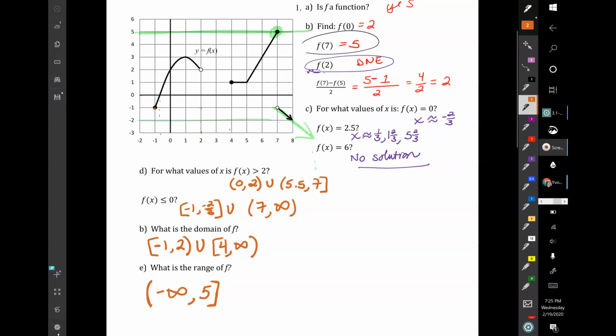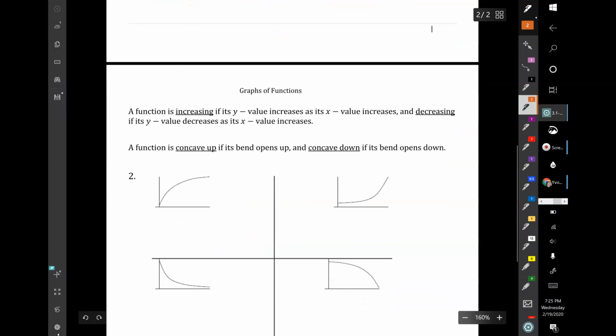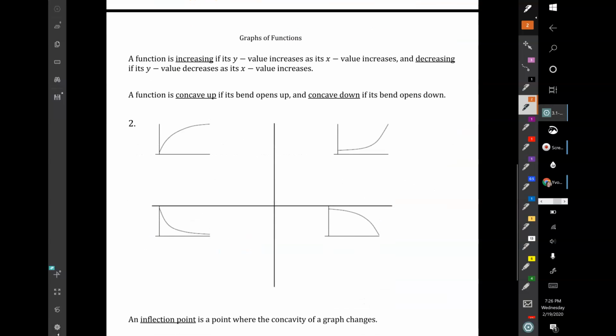So let's go on to the next part here, graphs of functions. We just touch on this a little bit. A function is increasing if its y value increases as its x value increases, and decreasing if its y value decreases as its x value increases. A function is concave up if its bend opens up, and concave down if its bend opens down.